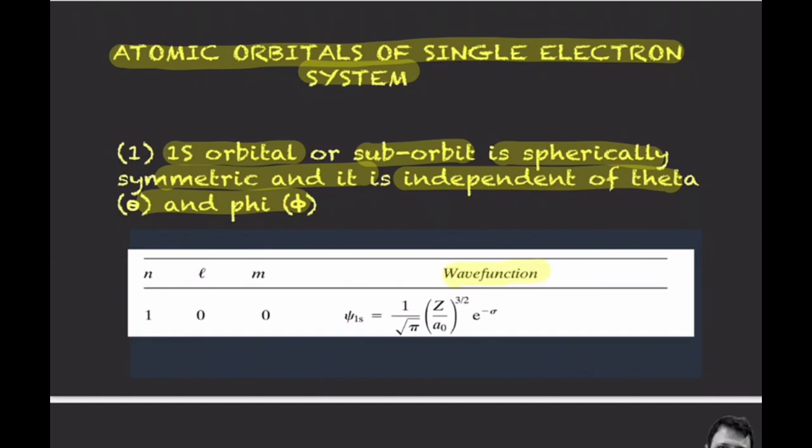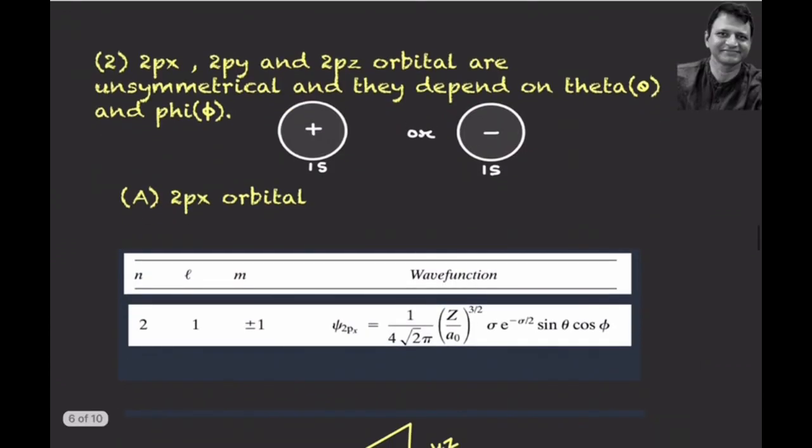For the 1s orbital we can say that the principal quantum number is 1, the azimuthal quantum number is 0 and the magnetic quantum number is 0. Similarly, if we want to understand how the lobes of 2px, 2py, 2pz orbitals are positively charged and negatively charged, we know that the s orbital is spherically symmetric but the p orbital is unsymmetric. So what is the meaning of symmetric and unsymmetric?